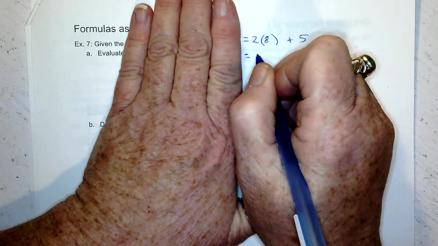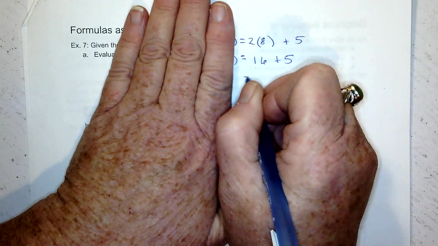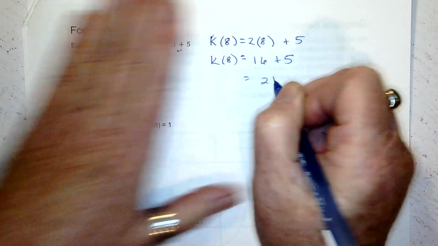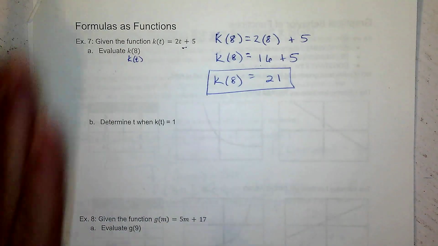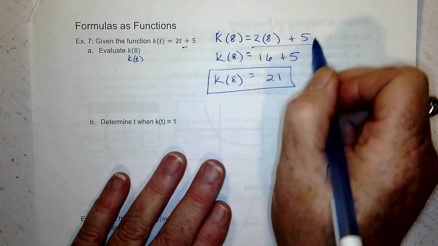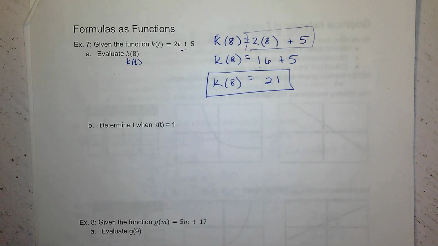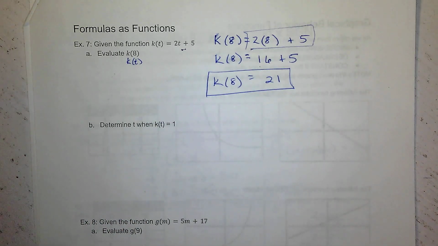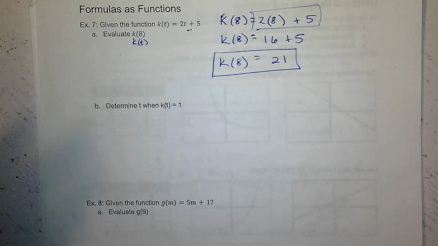2 times 8 is 16. Bring down your plus 5. And then 16 plus 5 is 21. So k of 8 is equal to 21. Yes, you could have put this entire thing in your calculator to get 21. But if you didn't show any steps, you couldn't get any partial credit. Okay? Just letting you know that. Let's go to the next one.